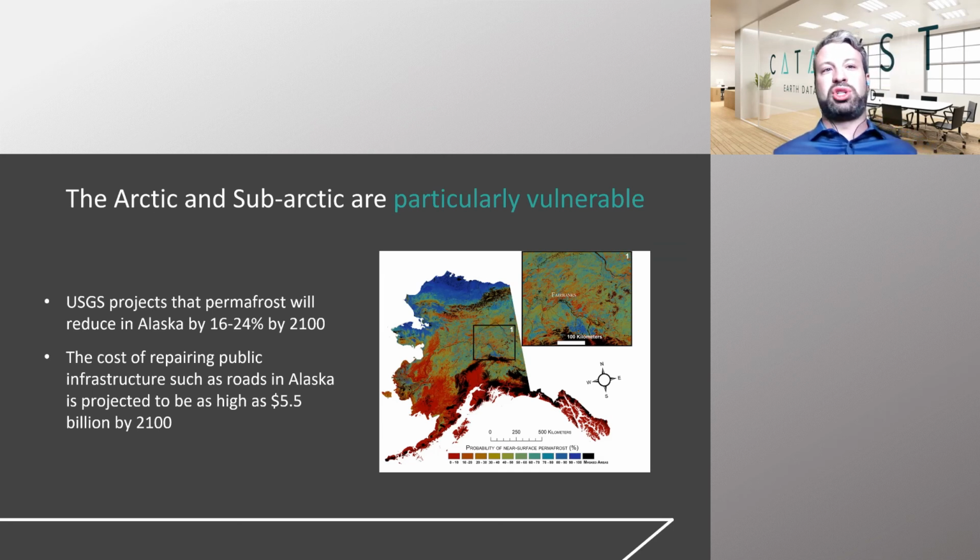Right now, USGS is projecting about a 16 to 24% reduction in permafrost by 2100, at the end of the century. And the cost of this in Alaska alone is going to be as high as $5.5 billion by the end of the century, according to some models.